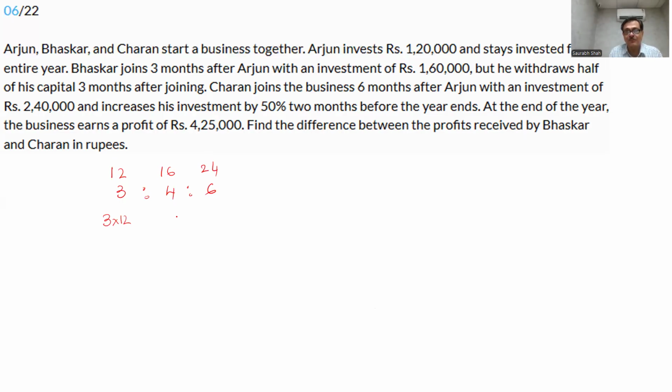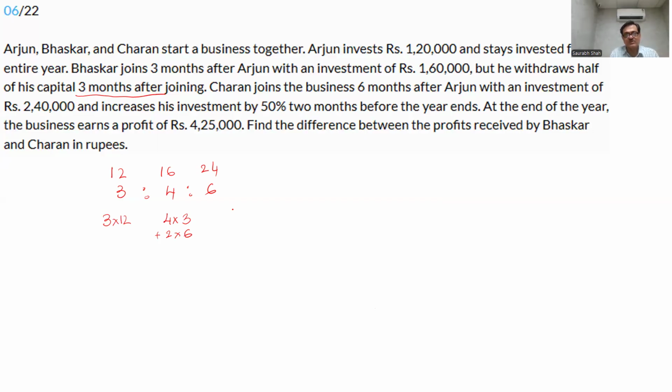He begins with 4, but he withdraws half of his capital 3 months after joining. He is going to be there for 9 months. He starts with 4, remains there for 3 months, and after 3 months, he withdraws half. So out of 4, he withdraws 2. And for the remaining 6 months, he will be there with an investment of just 2. Of course, we'll be adding these numbers later on.